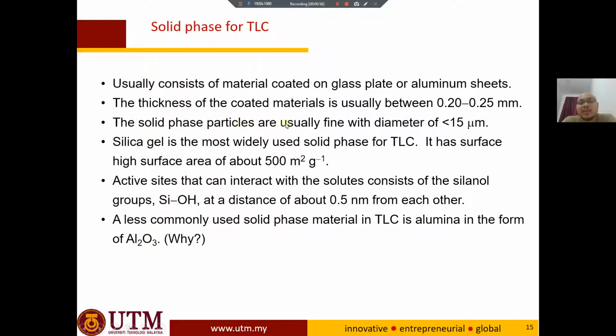The solid phase particles are usually fine, with a diameter less than 50 micrometers. Don't need to remember exactly, so just saying fine particles is enough. Silica gel is the most widely used solid phase in TLC.